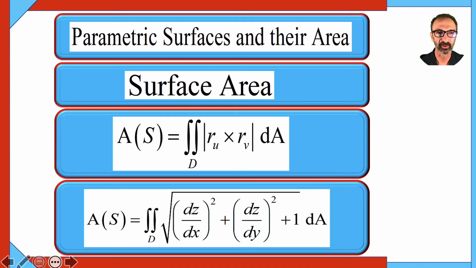Today I'm going to go over parametric surfaces and their area. Let's get into it.